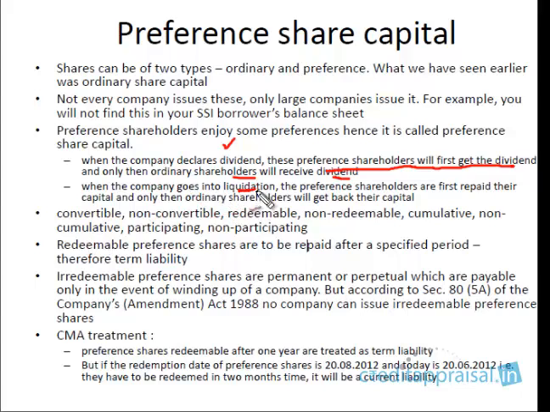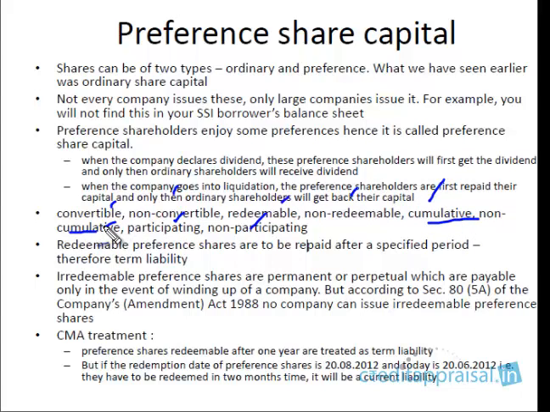The other priority is when a company goes into liquidation. The preference shareholders will be the first to get their capital repaid, and only then, if anything is left, will the ordinary shareholders get back their capital. So there are some priorities for the preference shareholders compared to the ordinary shareholders. Here again you have a number of types: convertible, non-convertible, redeemable, non-redeemable, cumulative, non-cumulative, participating.